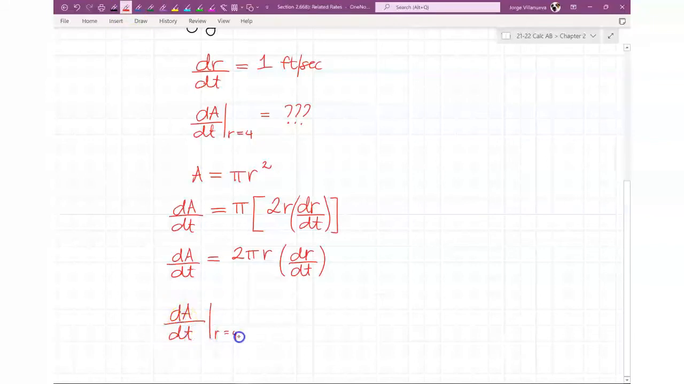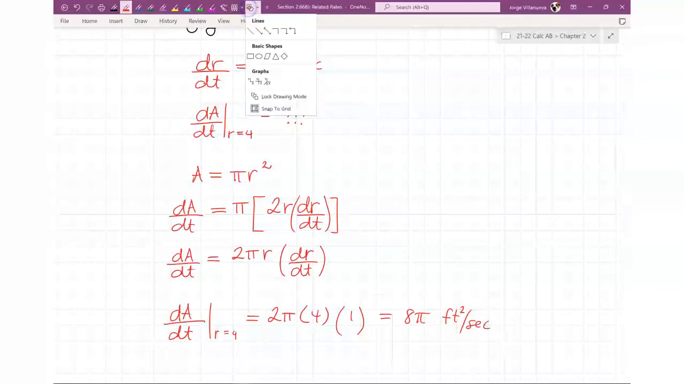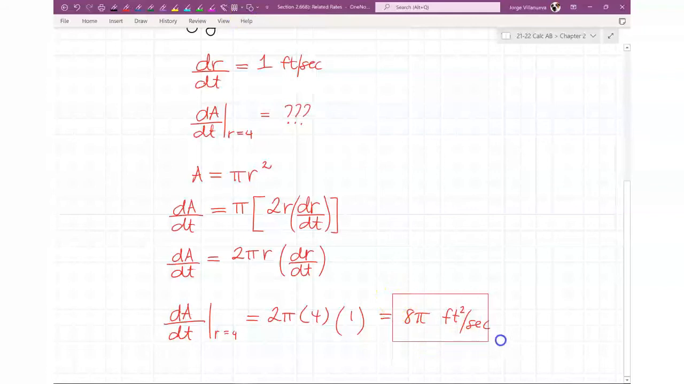When r equals 4, it will be 2 pi times 4 times dr/dt, that's 1. So my answer is 8 pi. Now, I've got to put the right units. So what's the units for area? Feet squared, so it's feet squared over time, which for us was seconds. So there's my answer to this problem. The rate of change of the area is 8 pi square feet per second when the radius equaled 4.